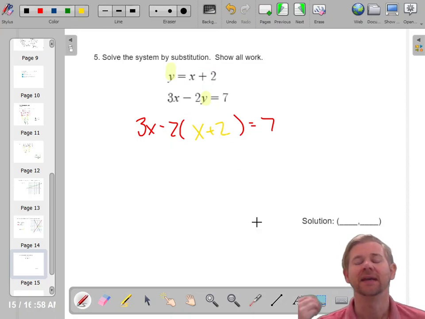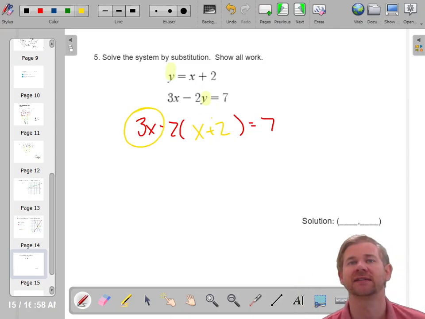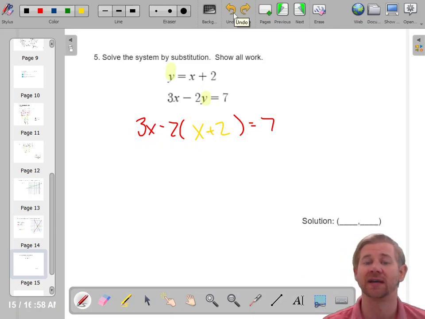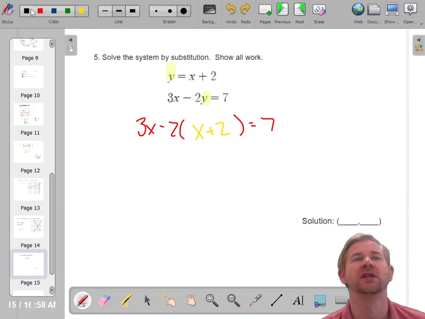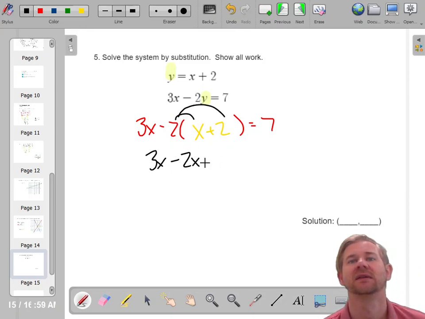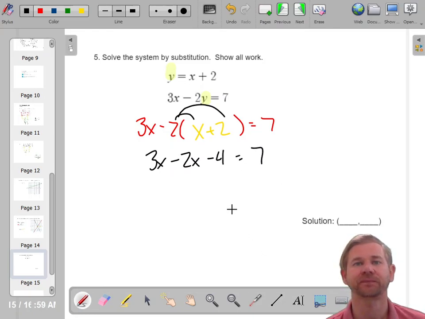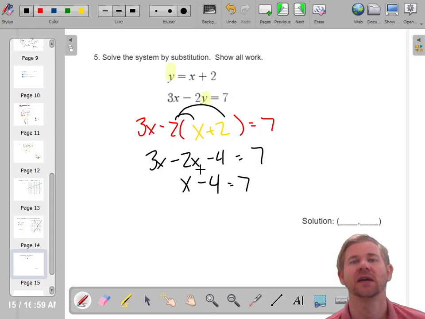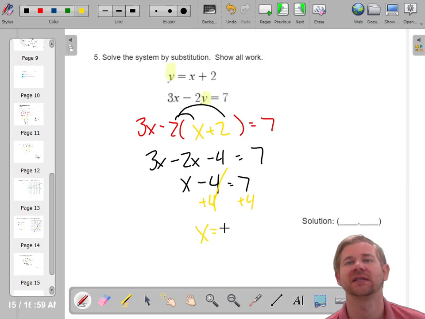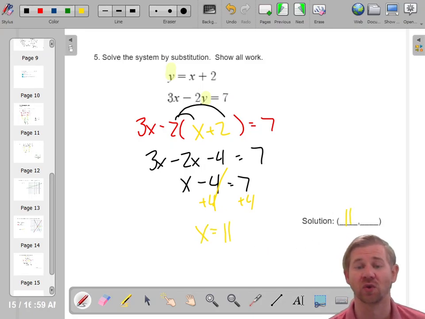Now at this point, you should be able to see there's only one variable. You have x's and you have x's. There's not x's and y's, you just have x's. Once you have one variable, you can solve. So I'm going to distribute: 3x minus 2x minus 4. 3x minus 2x is 1x. Those are like terms. And now the next thing I'll do is add 4 to both sides, and I have x equals 11. So now I know the x-coordinate, but I still need to go back and get y.